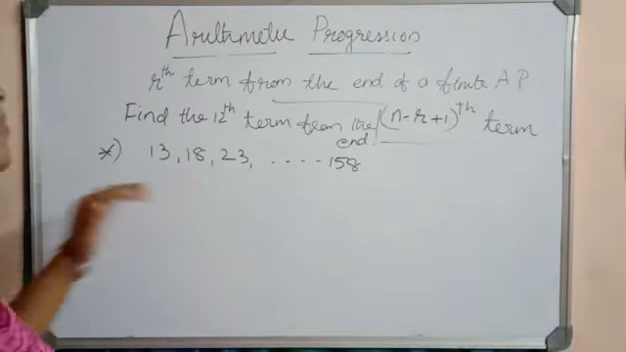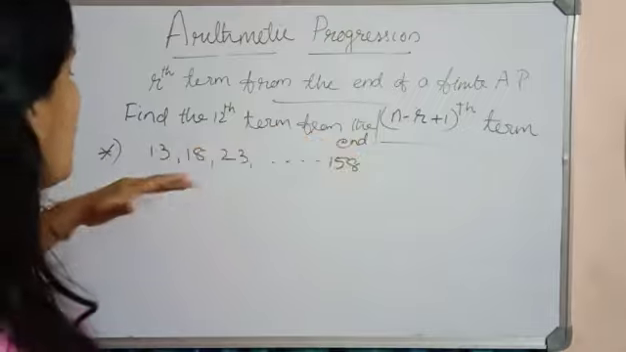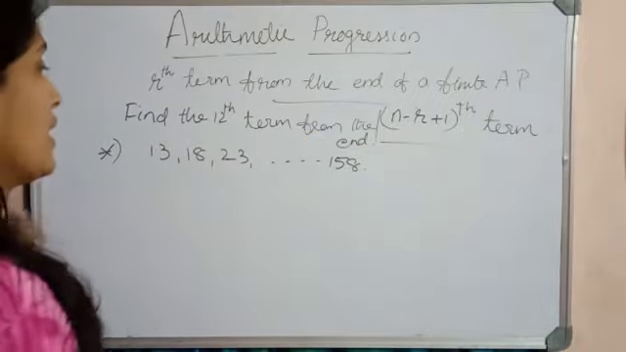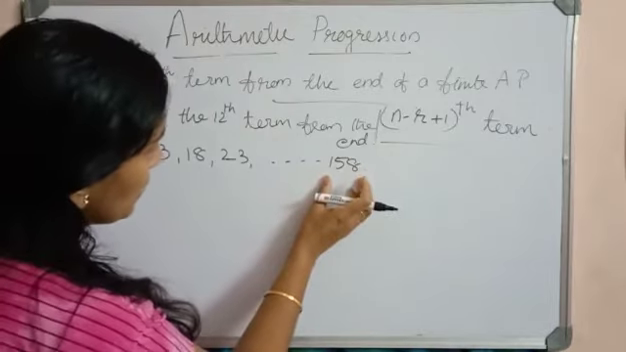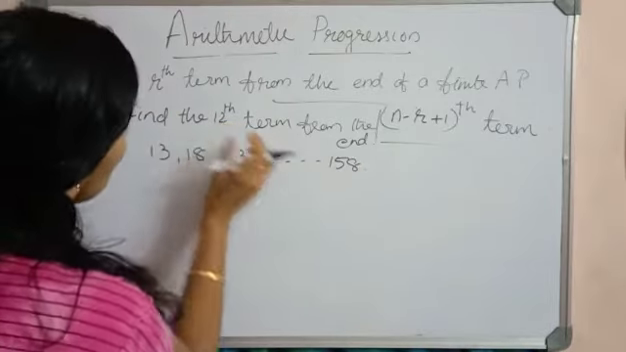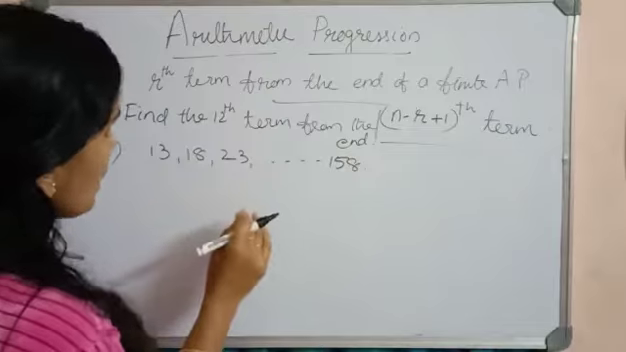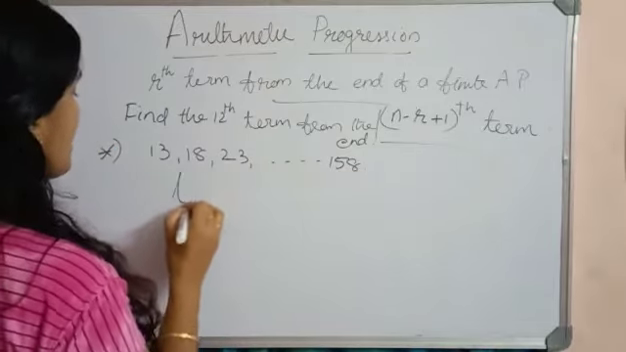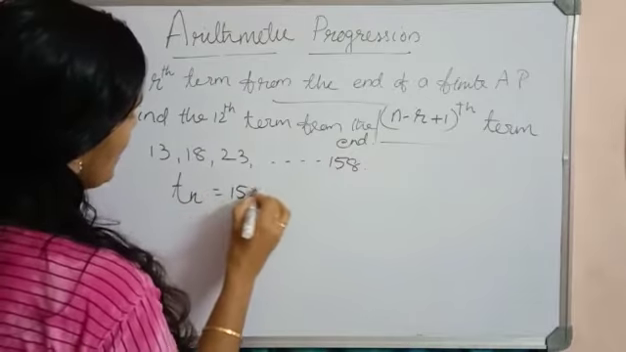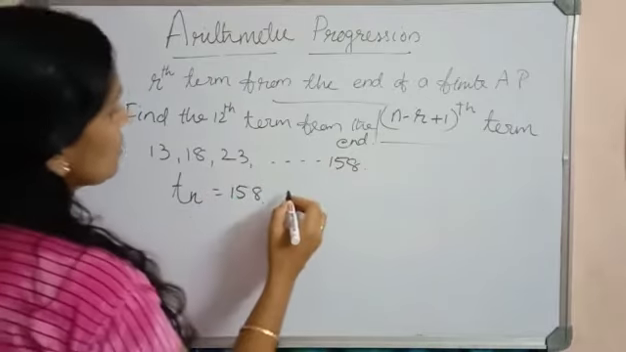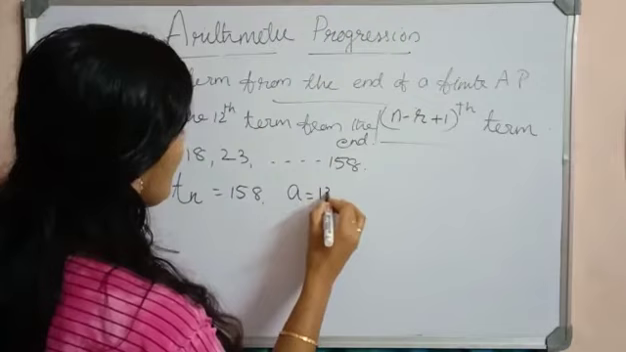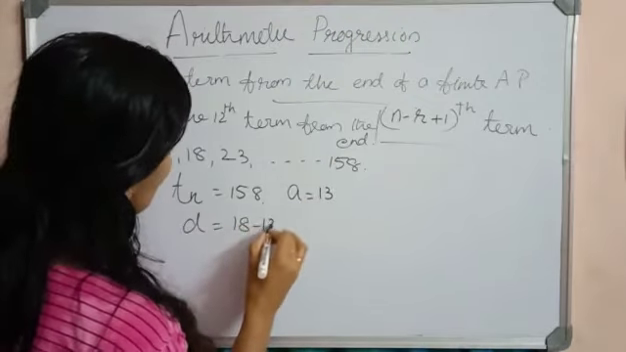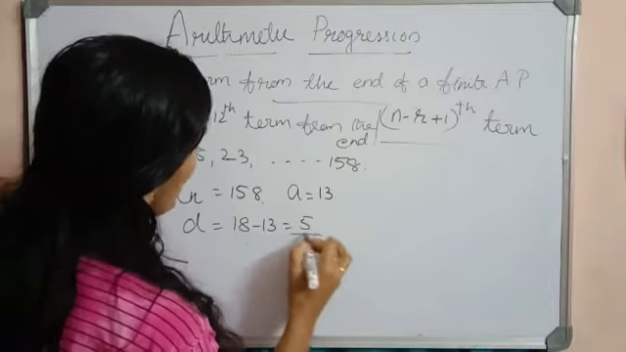Let's consider an example. Find the 12th term from the end of the given AP, 13, 18, 23, etc., 158. So the last term is given as 158. We need to find the 12th term from the last. For that, first we need to know how many terms there are in this AP. Consider this as Tn. Tn is equal to 158. That is given. Now what's the first term? That is 13. And the common difference D is equal to 18 minus 13, that is equal to 5.